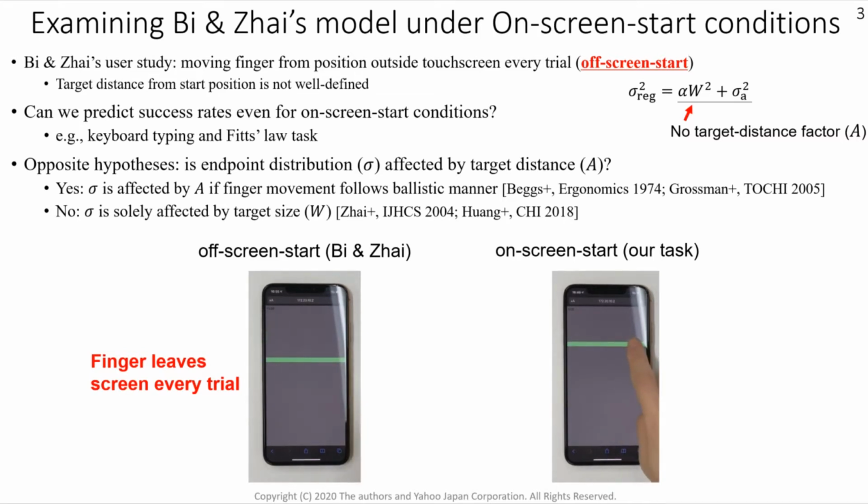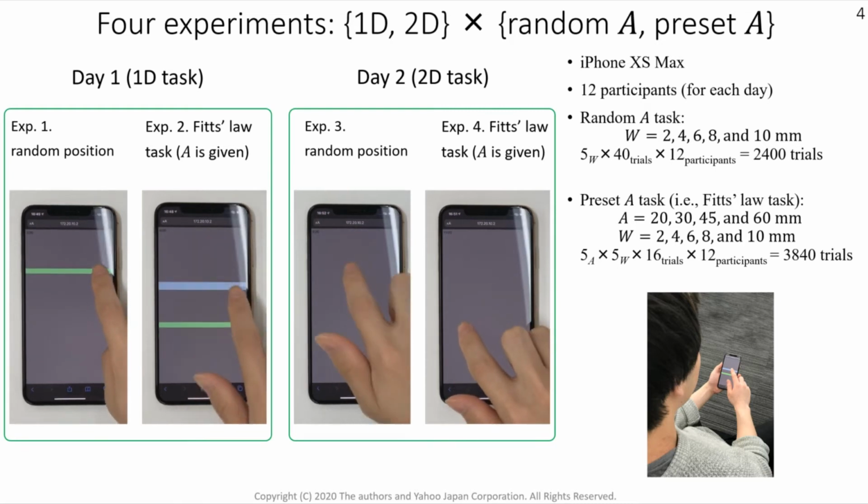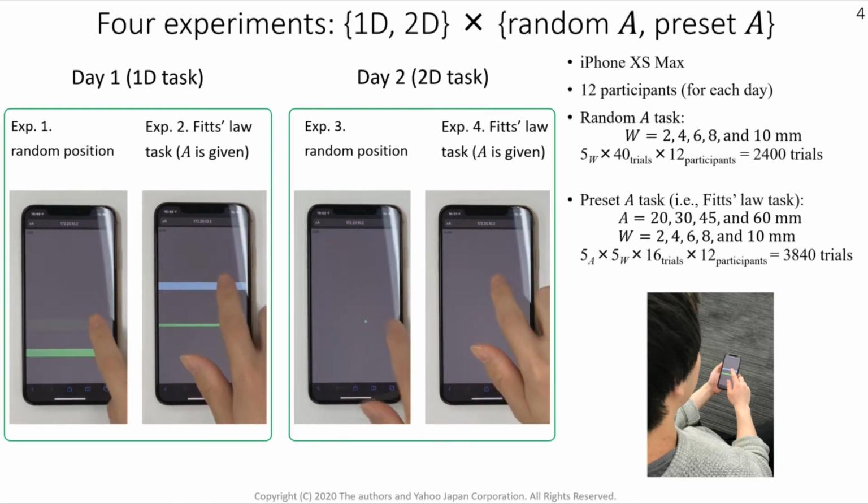Our question is, can we predict the success rates even for on-screen start conditions? We have both evidence and counter-evidence. Some papers claim that the sigma is affected by the target distance, and other papers claim that the sigma is not affected by the distance. Therefore, we conducted on-screen start touch pointing tasks in 4 experiments.